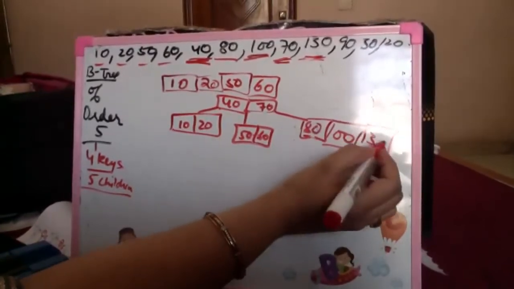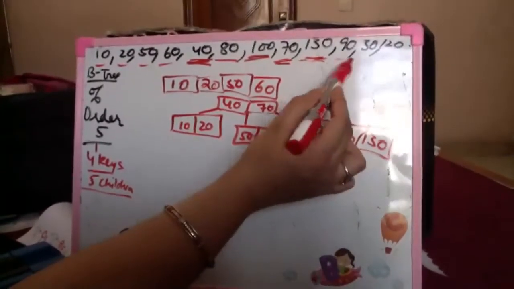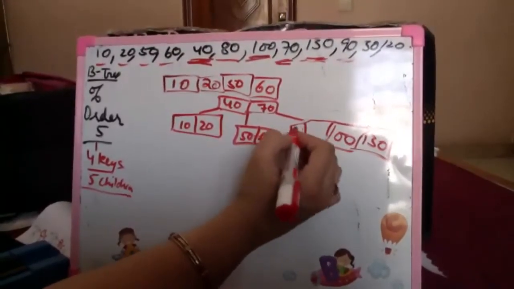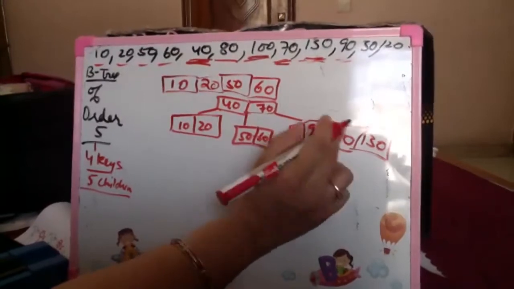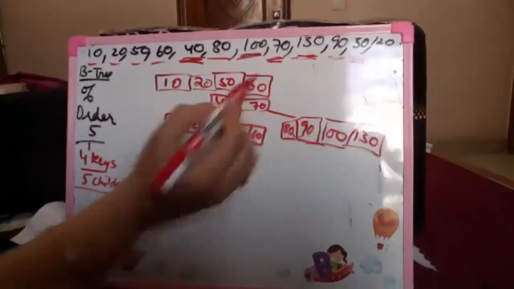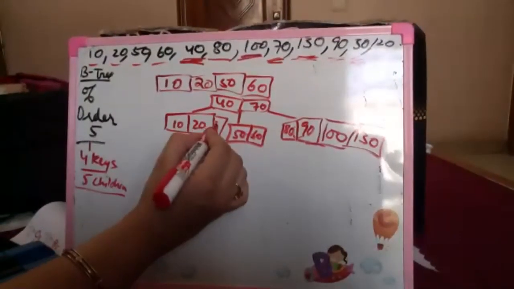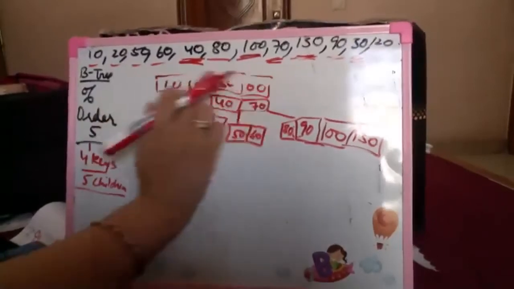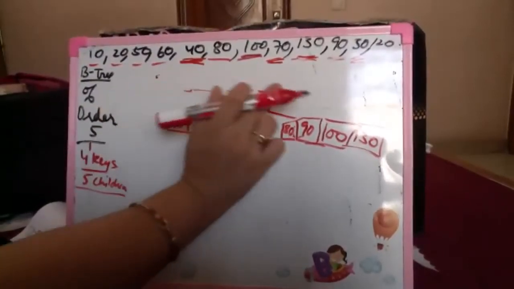Again 130 is inserted. 90 has to be inserted. It is inserted in between 80 and 100. That is also not an issue. That can be inserted clearly. After this, I have to insert a 30. It can again be inserted here, no problems. 30 is less than 40. I'm again checking the same thing. Now, after 30, I'm inserting a 120.